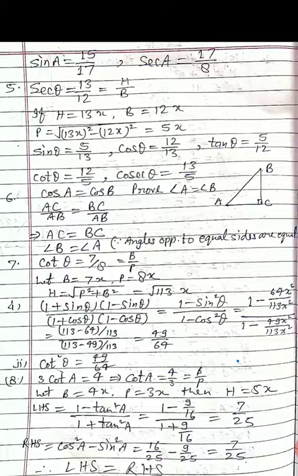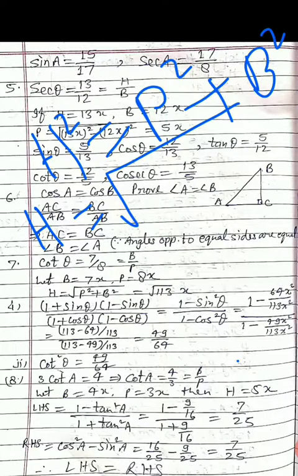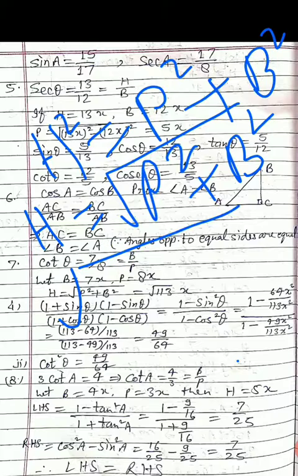So h square equals p square plus b square, we know the Pythagoras theorem. Now if we take the square root, h will be root of p square plus b square. This formula we use here. See the formula, root of p square plus b square. Now putting the values, we write directly p square, that means (8x) square. I am solving here (8x) square, that is 64x square.